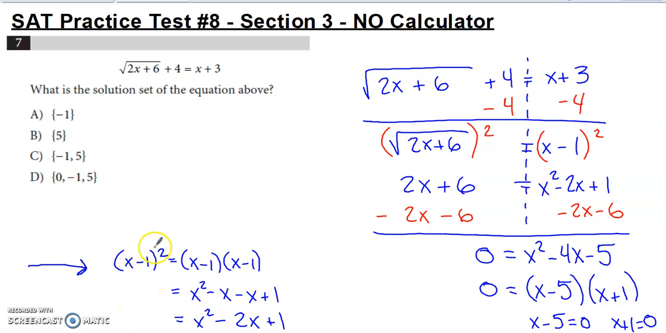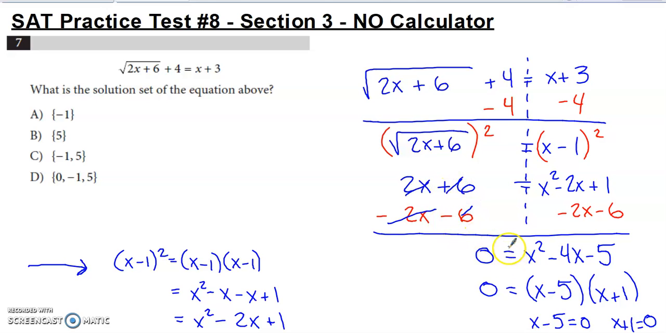Whenever I have a set of parentheses squared, that's really the set of parentheses times itself, and if I expand this, this is going to be the answer I get. So x squared minus 2x plus 1 is what that right-hand side is going to simplify to. All right, well, let's get all of our x's onto one side here. So I'm going to subtract 2x from both sides so that those go away. I'm going to subtract 6 from both sides.